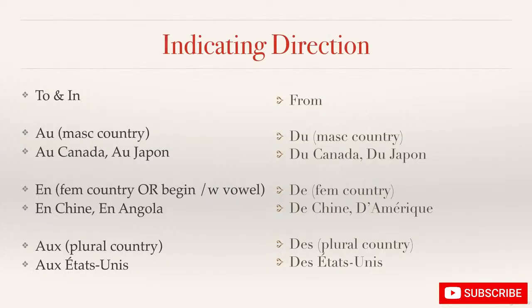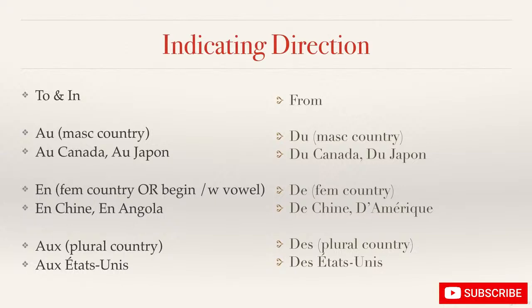So when we say to or in a country or a region, we would say either au, en, or aux. So remembering what we talked about in the last video about masculine countries, with masculine countries, we use au, so AU. So for example, au Canada, au Japon. So this would just mean to Canada or to Japan, in Japan. With feminine countries, or any country that begins with a vowel, here we have en Chine, which is a feminine country, so to China or in China.